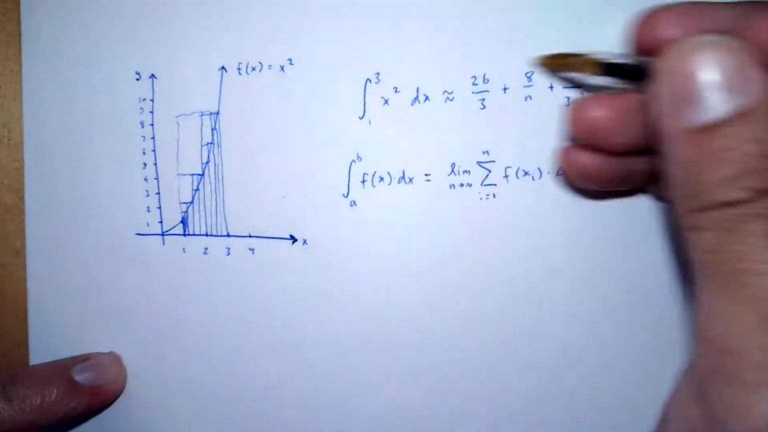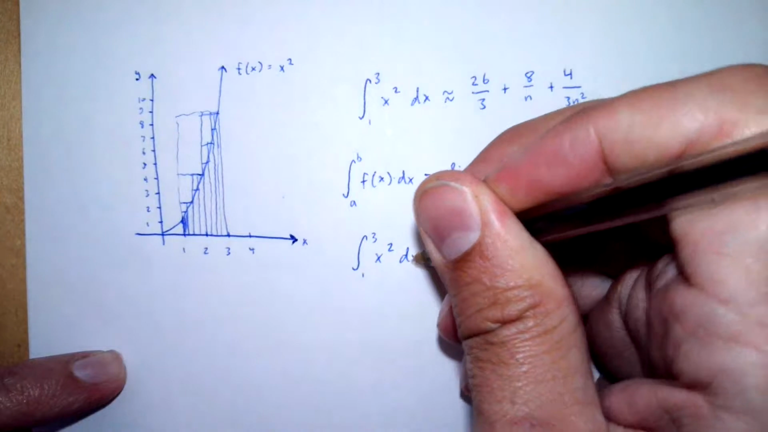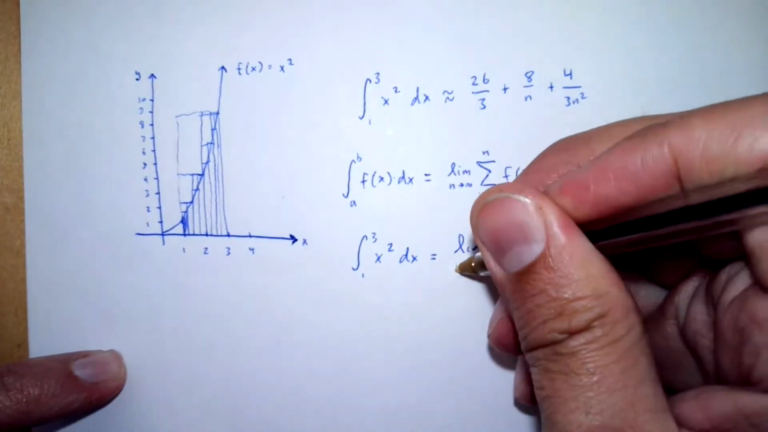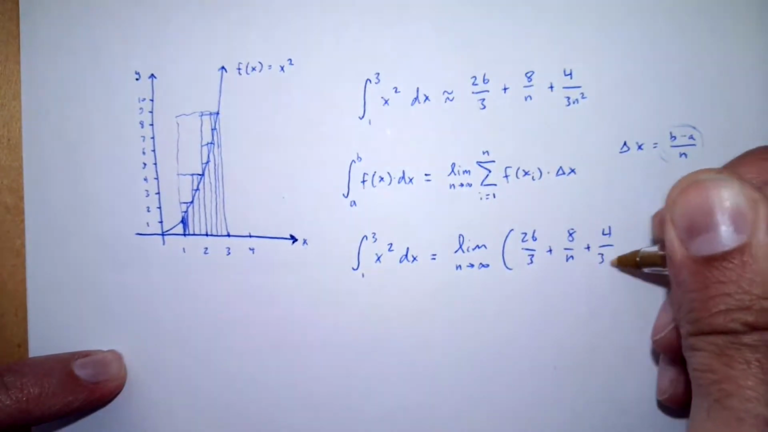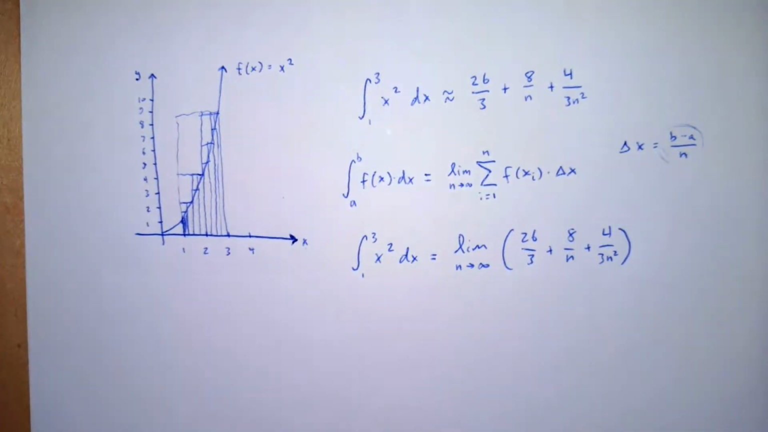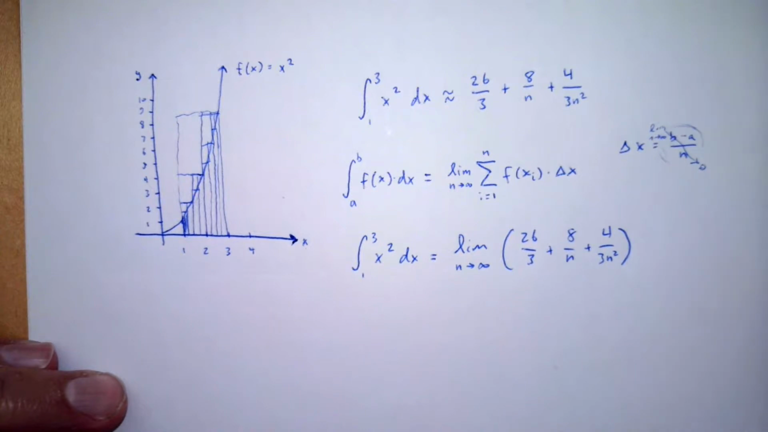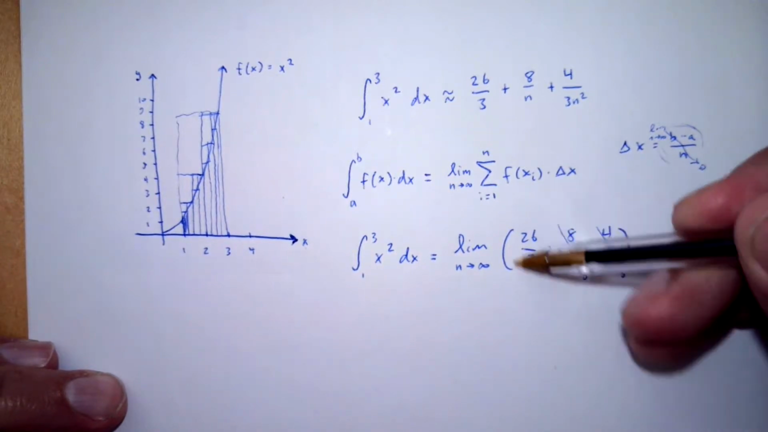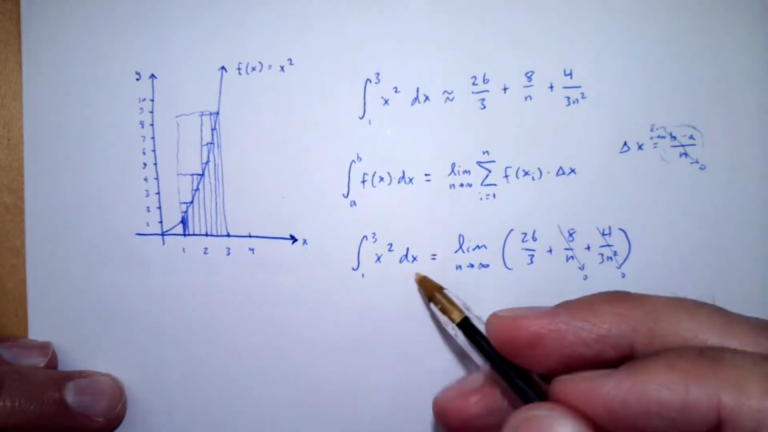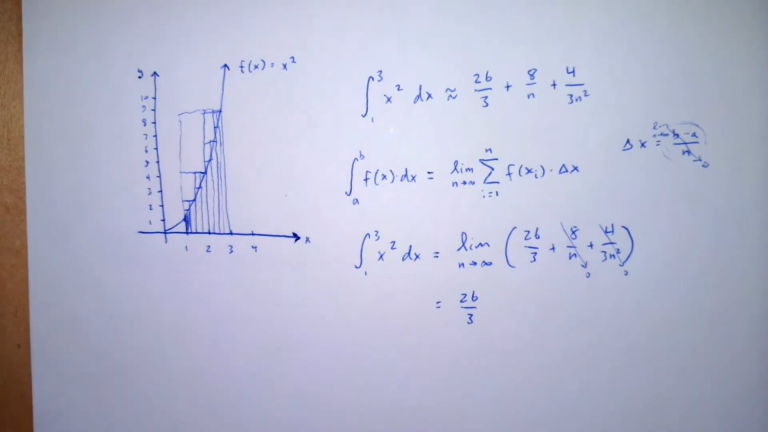So that's pretty handy. Once we have our Riemann sum, we're going to say this is equal to the limit as n goes to infinity of this sum. And then recalling some things about limits, just like this fraction goes down to 0 as n goes to infinity, these fractions do too. This fraction goes to 0, this fraction goes to 0, and we're just left with this number. And so this integral, that area, is exactly 26 thirds units. So that's pretty powerful.